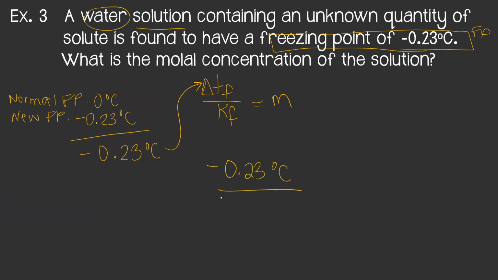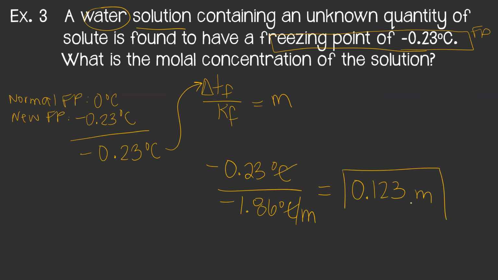And then KF for water, that comes from your chart. So simply dividing these two is going to give you about 0.123. My Celsius cancel out, and I'm left with m. This is the molal concentration.